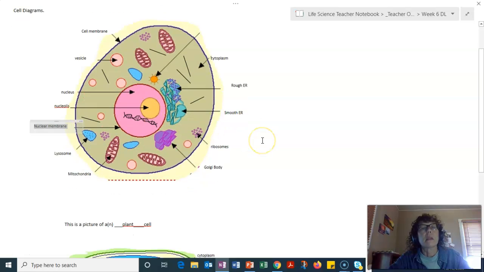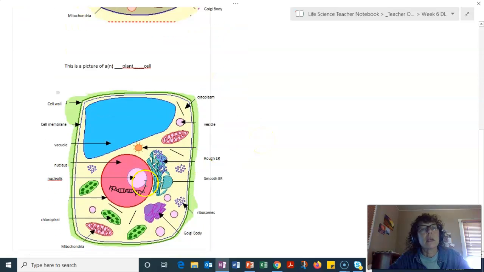All right, come down to the plant cell again and label the nuclear membrane. That goes right here.